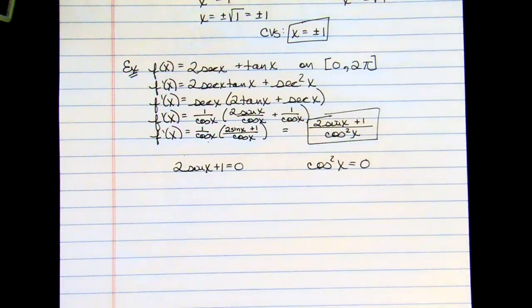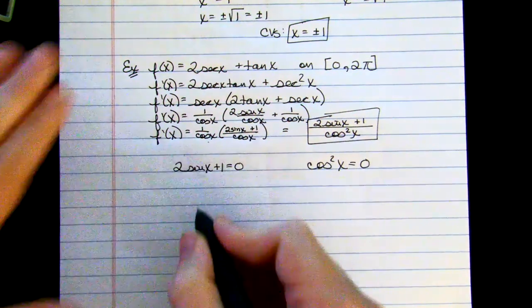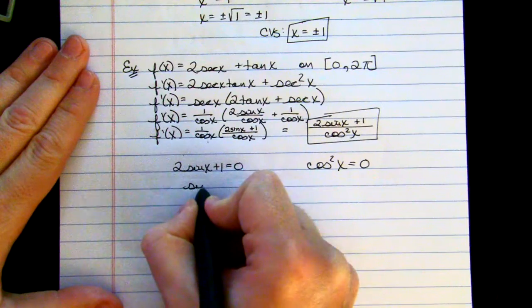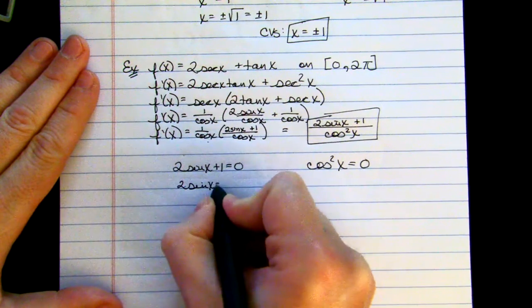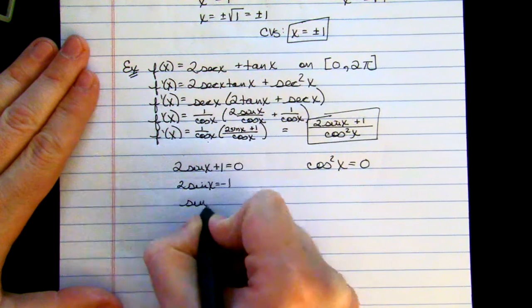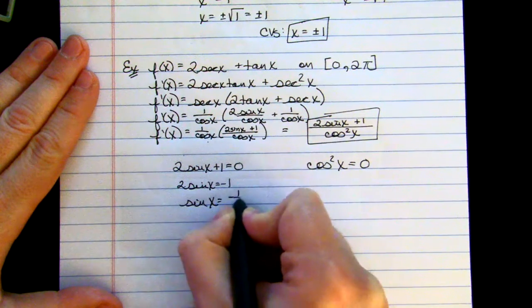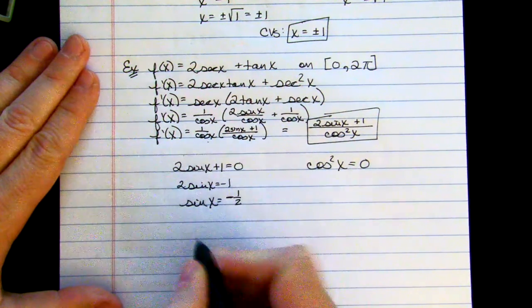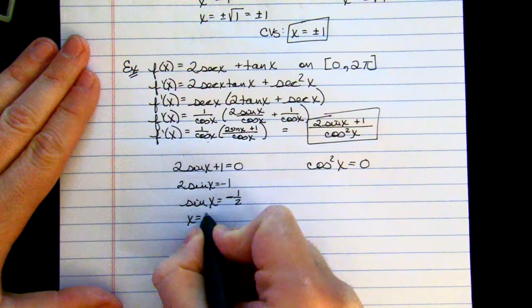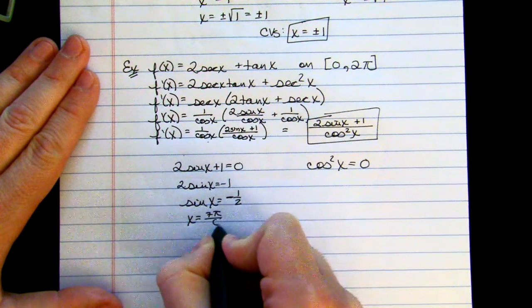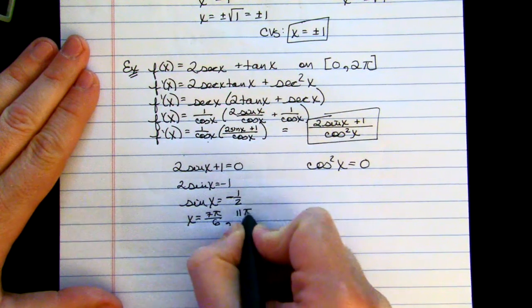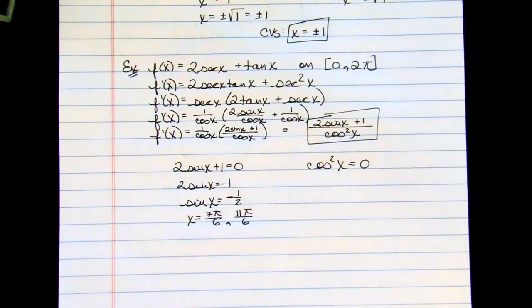Where does that numerator equal 0? Well, subtract 1. You're going to get 2 sine x equals negative 1. Divide by 2. Sine x equals negative a half. Where's the sine negative a half? I think that happens at 7 pi over 6, and my favorite angle, 11 pi over 6.